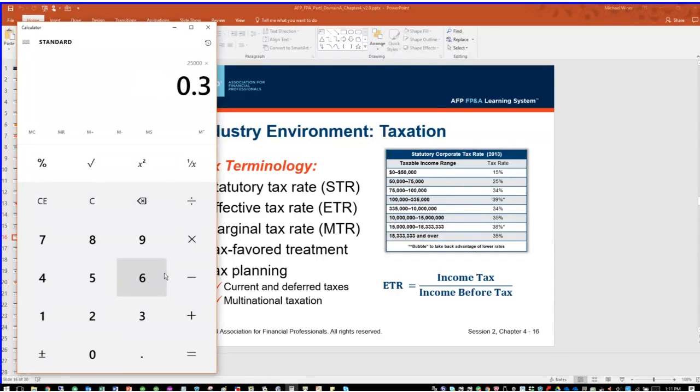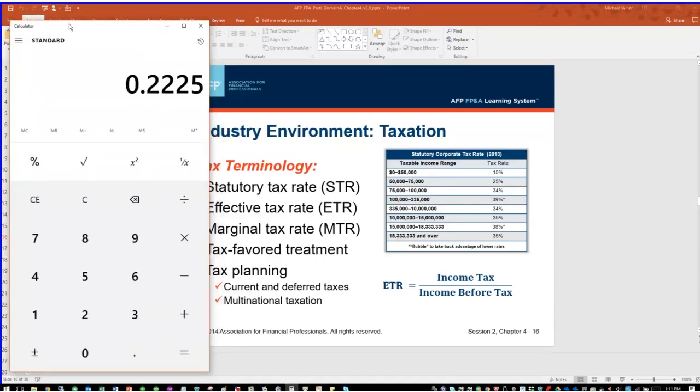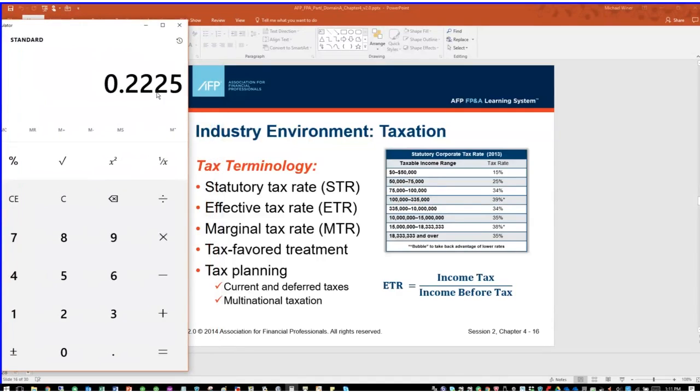Then I'm going to take the third bucket, 25,000 times 0.34, 8,500, and we'll add that in. We've got a total number of 22,250 divided by 100,000 in taxable income, which gives us an effective tax rate of 22.25%. All right, that's how you do it. You add up the tax that comes from applying the tax rate for each income range times the income that you have in that range, come up with the total tax, and divide that by your income before tax.